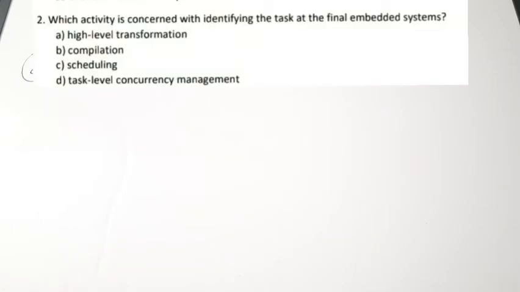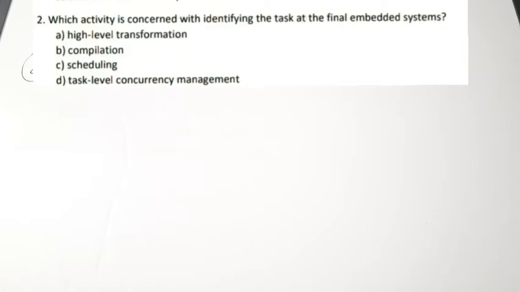The second question. Which activity is concerned with identifying the task at the final embedded system? So the question is asking which activity is identifying the task. I'll read out the options. A, high level transformation. B, compilation. C, scheduling. D, task level concurrency management.